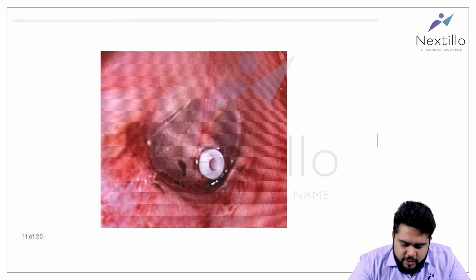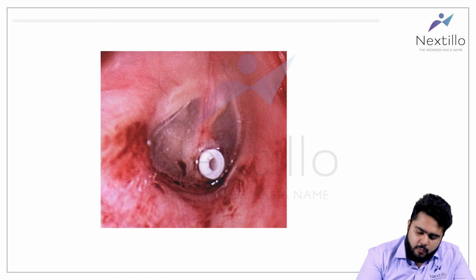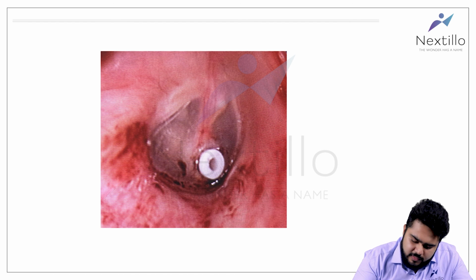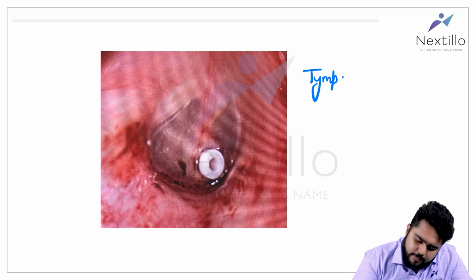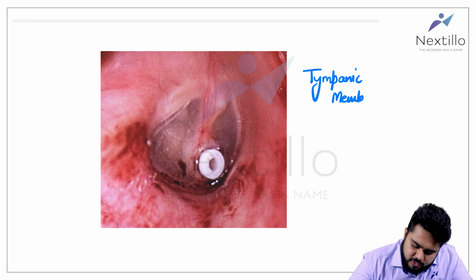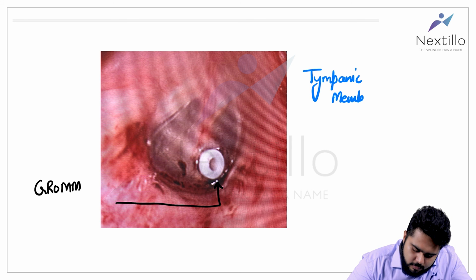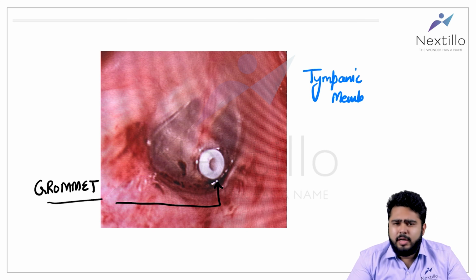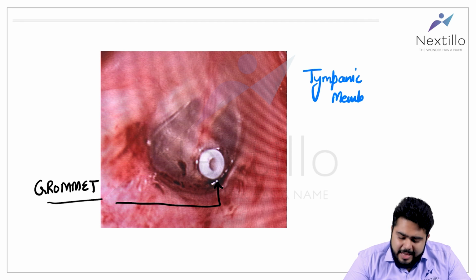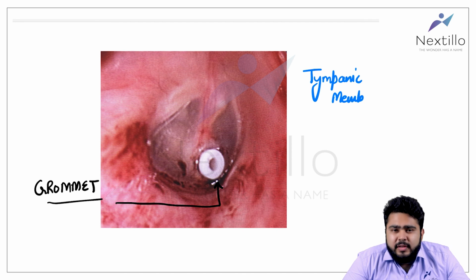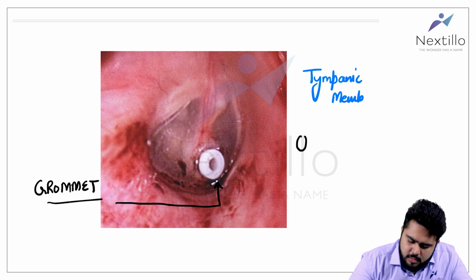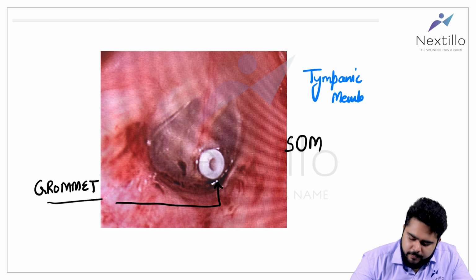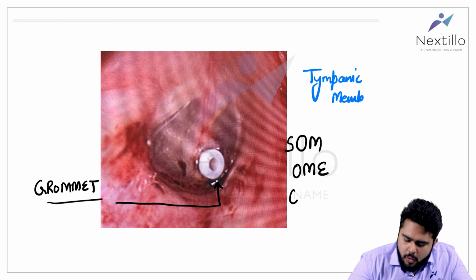Okay, what does this image show? First of all, what part of the ear can you see in this? This is the tympanic membrane. Now in this tympanic membrane, I can see this whitish structure. What is this? This is grommet. Now the questions can be asked in multiple ways. You can be asked, name the disease in which this ventilation tube is inserted. So the disease is serous otitis media or otitis media with effusion or glue ear.